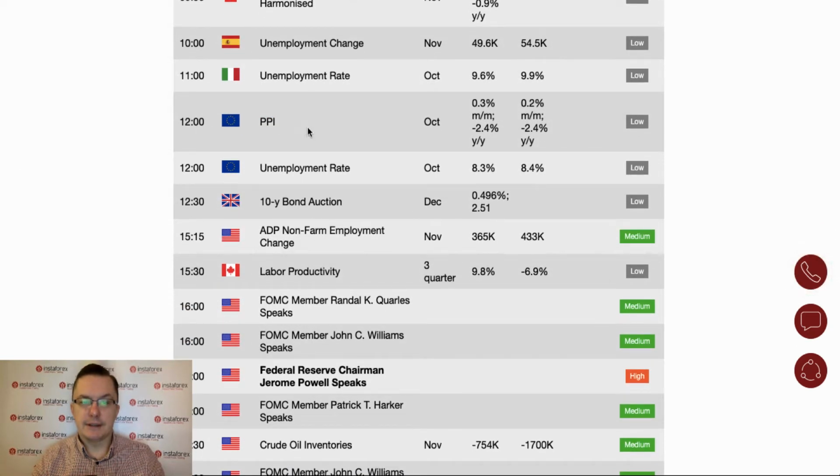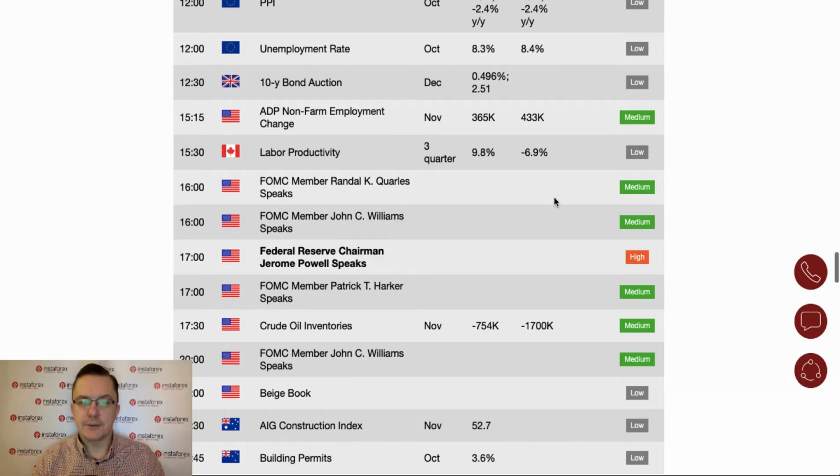Producer price index at noon from the Eurozone, and unemployment rate in the Eurozone at noon as well. So this data might tell us a little bit more about the inflationary pressures in the Eurozone. As you can see, there is not much expectation regarding this data, 0.2% versus the 0.3% last month. So this is not a big pressure here.